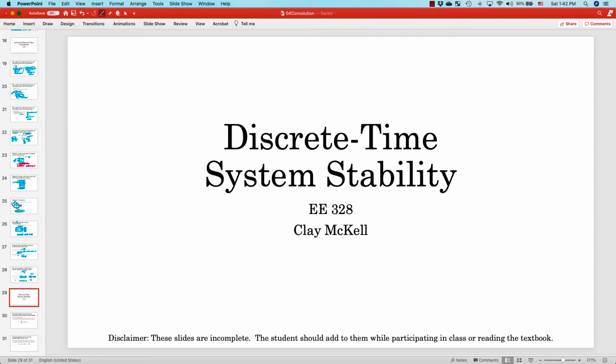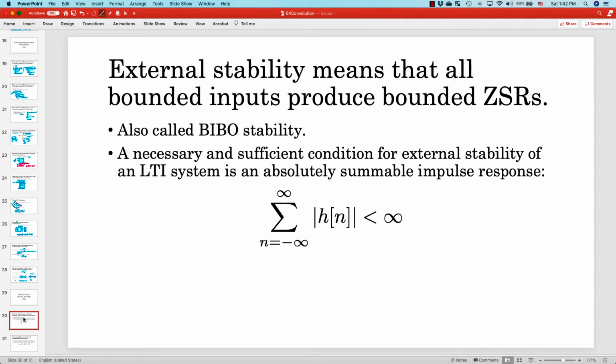So we're going to cover the two main flavors of system stability that one can use when talking about discrete-time systems. And because we have some tools in our tool belt now, we can more easily talk about how to classify a system as stable or unstable. So the first sub-flavor of stability that I want to talk about is called external stability.